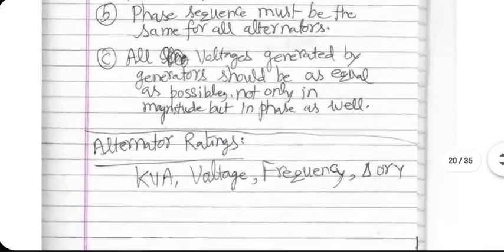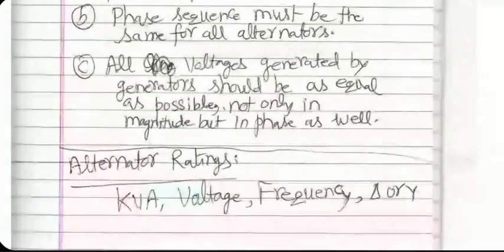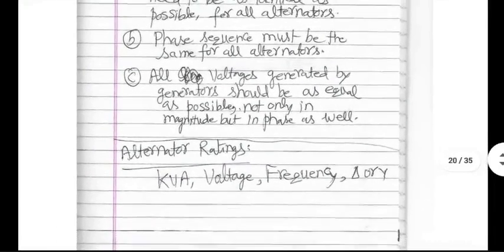The generator ratings means total kVA that it can operate on, or it is recommended that it should be operated on. The recommended operating voltage, frequency, and whether it's a delta generator or Y generator. This much is going to be mentioned on the nameplate of the generator for sure. Many more things will be there in the data sheet also.